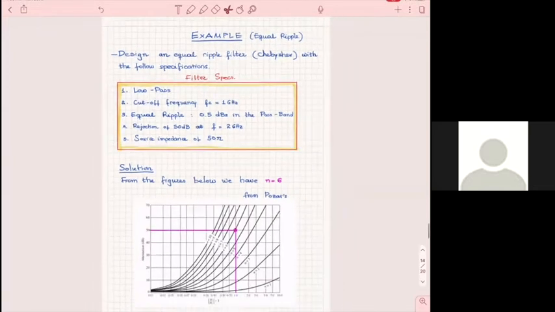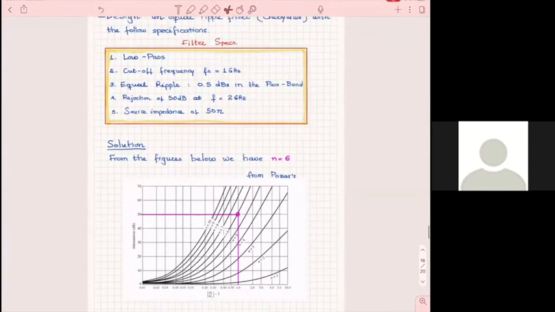Now, let us assume that somebody gives you filter specs, and they say, first of all, I want a low pass filter. I want the cutoff frequency for the filter to be at 1 gigahertz, and I want my rejection to be 50 dB at 2 gigahertz. In this particular case, I also tell you that I want an equal ripple, and a source impedance of 50 ohms.